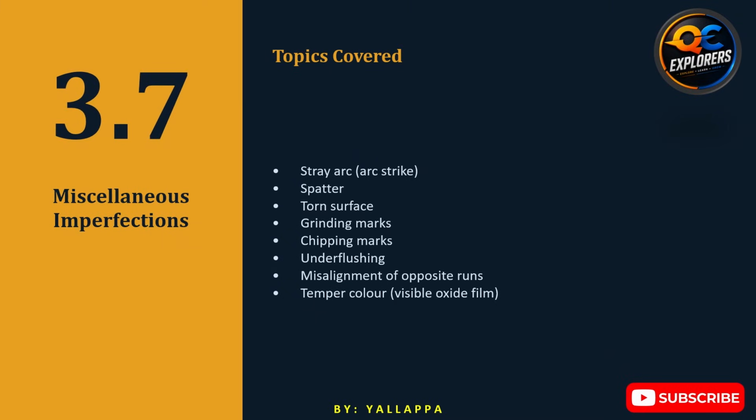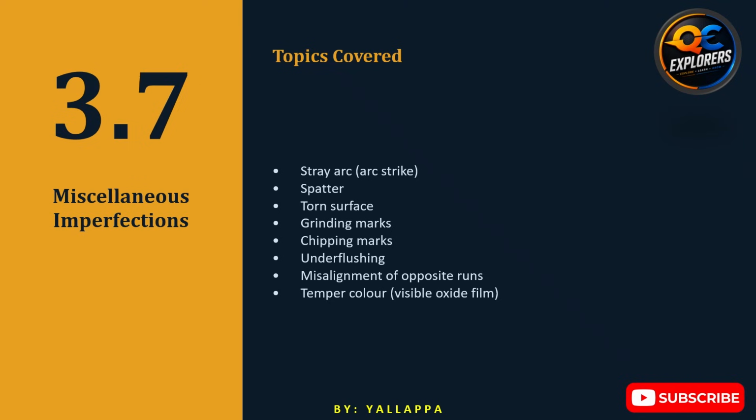We now move to Group 6, miscellaneous imperfections. This group includes several conditions that do not fit conveniently into the previous classifications. These include stray arcs or arc strikes, spatter, torn surfaces, grinding marks, chipping marks, underflushing, misalignment of opposite runs and temper color. Some may initially appear cosmetic.